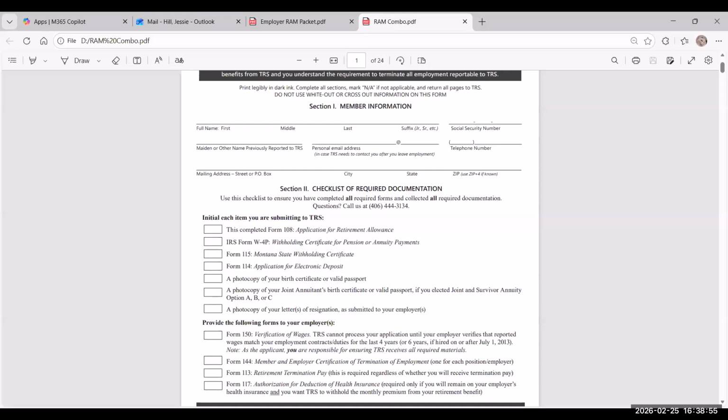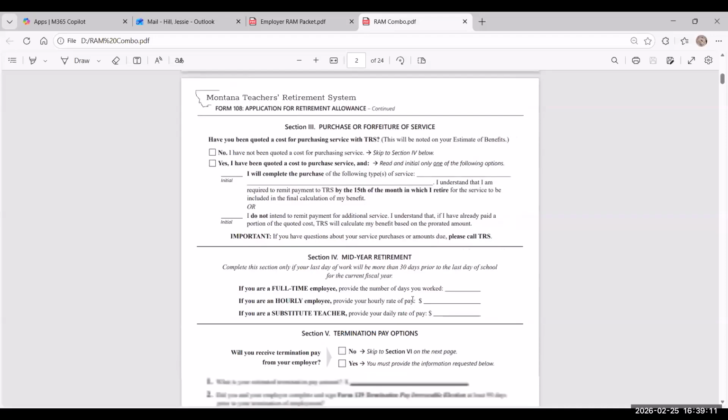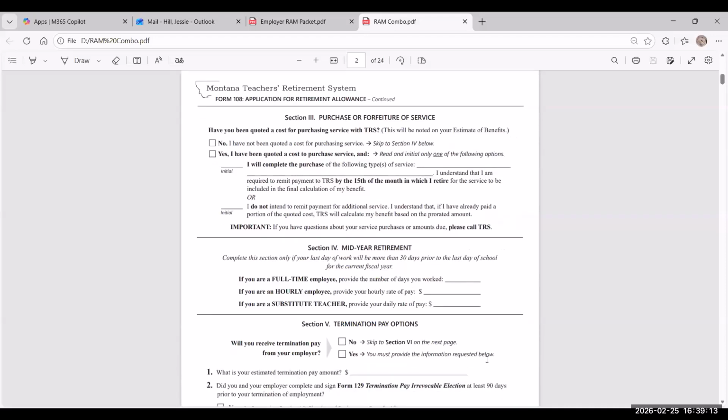On the bottom, you'll see the 4 different forms that would be employer-related items. Those 4 forms, 150, 144, 113, and 117, are the 4 different forms that involve you as the employer. The second page of Form 108 lists their purchase or forfeiture of service. This may or may not apply to the member, as it asks them if they have been quoted a cost for purchasing service.